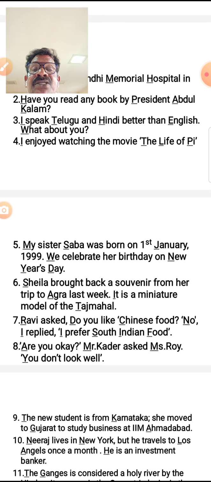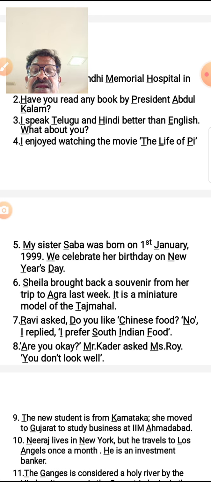Sheila brought back a souvenir from her trip. Sheila, S is capitalized, Agra is once again capitalized, I is capitalized. It's a miniature model of the Taj Mahal. T is capitalized once again. Ravi asked, R is capitalized. Do you like? D is capitalized. Chinese food, C is capitalized. No, N is capitalized. I is capitalized. I once again capitalized. South Indian food, yes.